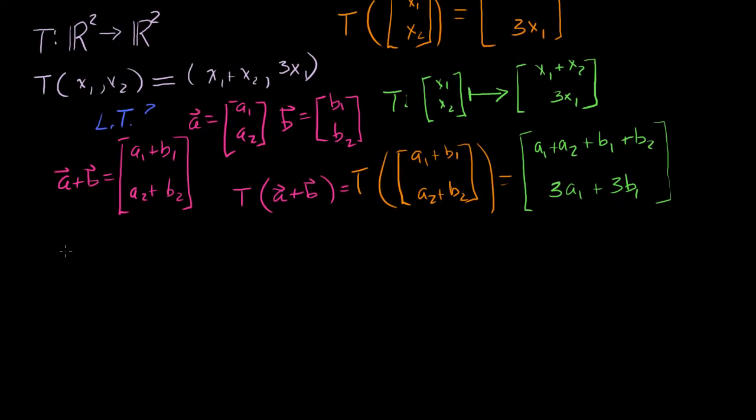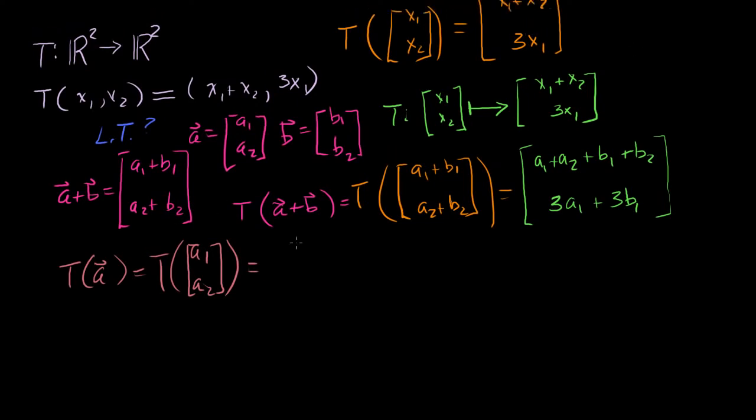Now, what is the transformation individually of a and b? So the transformation of a, let me write it this way, is equal to the transformation of a1, a2 in brackets. That's another way of writing vector a. And what does that equal? That's our definition of our transformation right up here. So this is going to be equal to the vector a1 plus a2, and then 3 times a1. It just comes straight out of this definition. I essentially just replaced an x with a's.